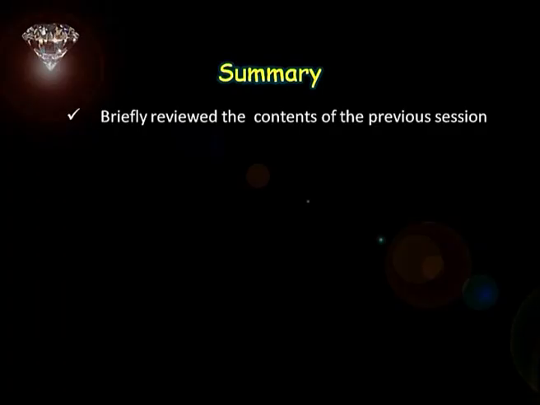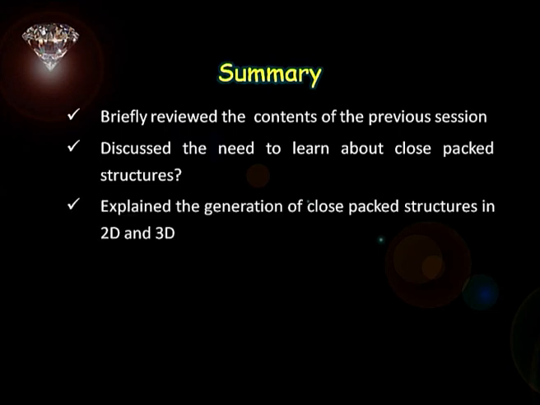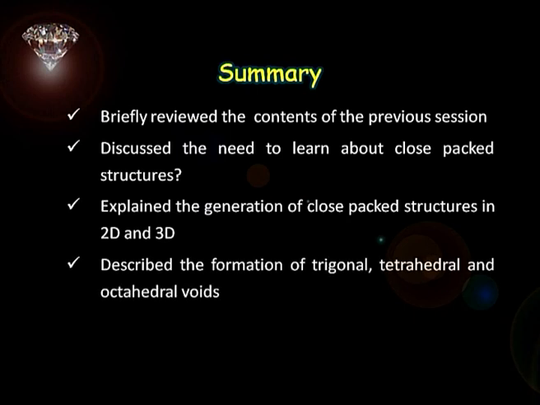Okay. Let us try to quickly run through what we have done today. We reviewed what we did previously, thereafter discussed the need to learn about close pack structures. Why do we need to know about it? Thereafter we explained the generation of close pack structures in 2 dimensions and 3 dimensions. You will recall that we talked about the kinds of voids we have: trigonal void, tetrahedral void and octahedral voids, etc.